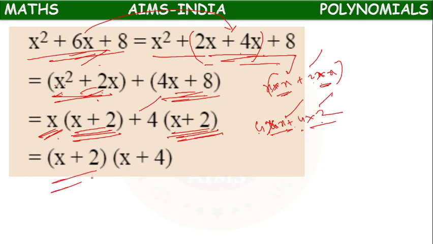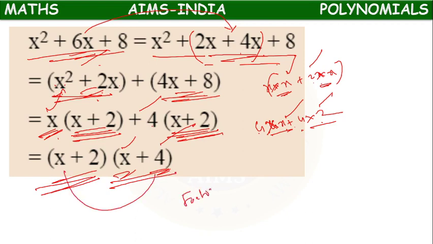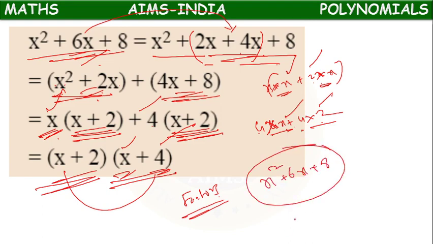Again here x plus 2, x plus 2. We can take x plus 2 as common. So here x will be remaining, here 4 will be remaining. x plus 2 into x plus 4. These two are the factors of x square plus 6x plus 8, which is the given polynomial.